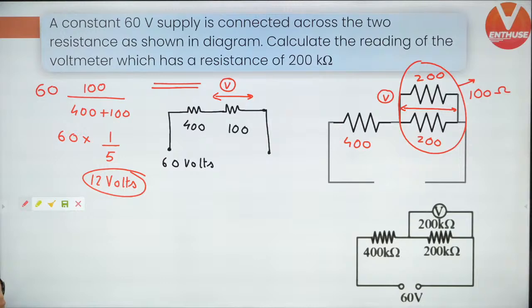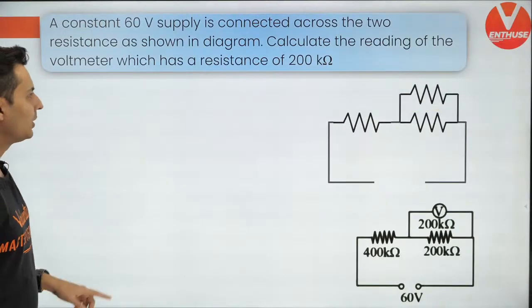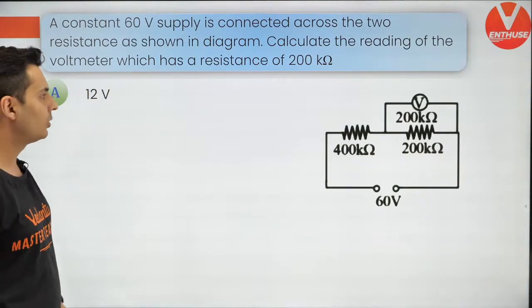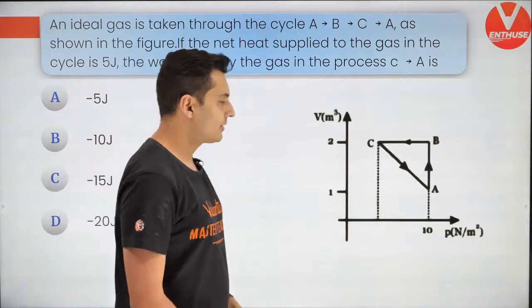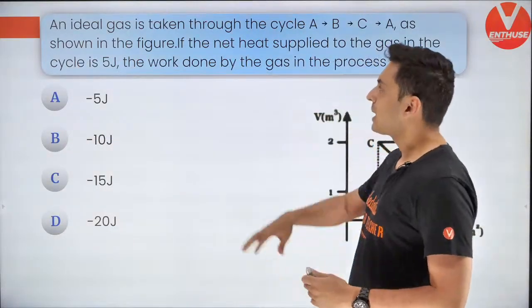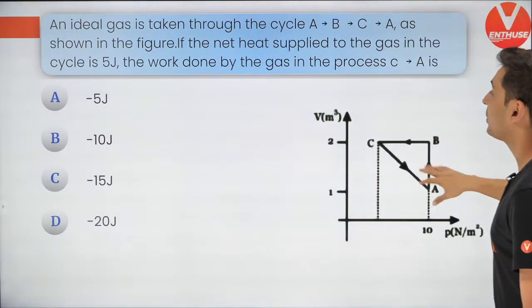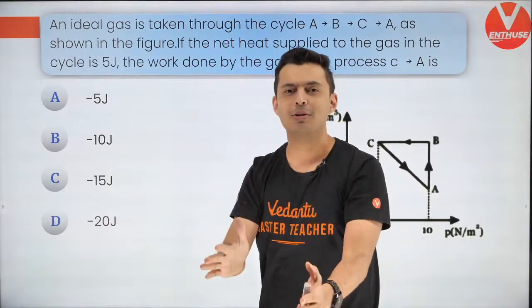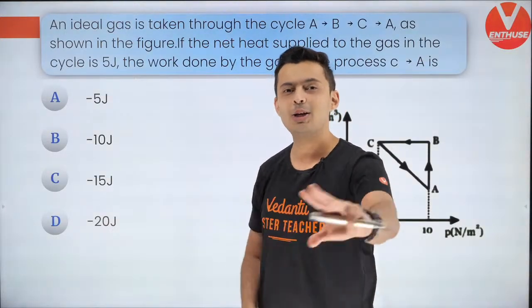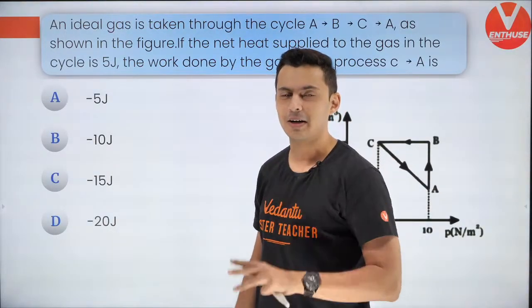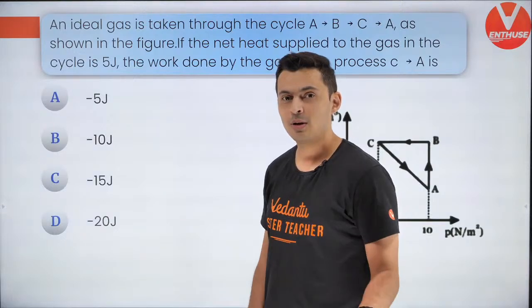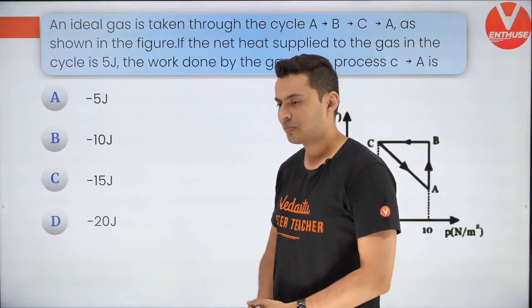Cool. Yes. Let's get going to the next question, and here it comes. 12 volts is the answer. Next question. Okay. Ideal gas taken through a cycle. Now this is such a brilliant question. Believe me, guys. Many of you are going to get this wrong. Yes, many of you. You might think you will know it, but no.